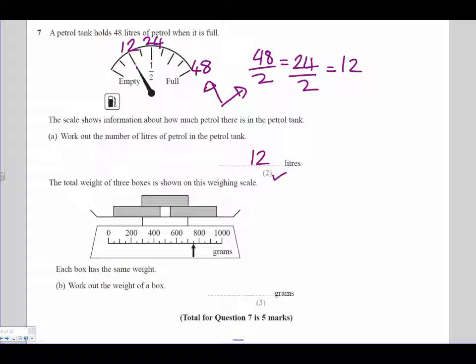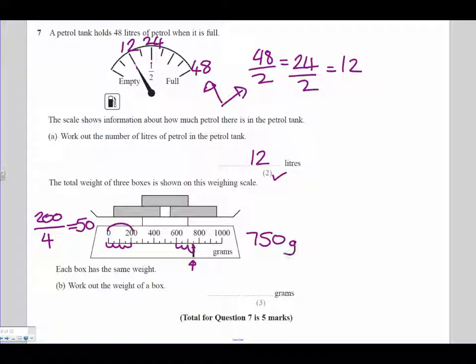Now, to work out what each of the smaller units are on our scale, look at the larger gap. So from 0 to 200 is a gap of 200. Then we have 1, 2, 3, 4 steps that fill that gap. So 200 divided by 4 is 50. So each small step on our scale is 50. So our indicator here is looking at 650, 700, 750. So the scale reading is 750.